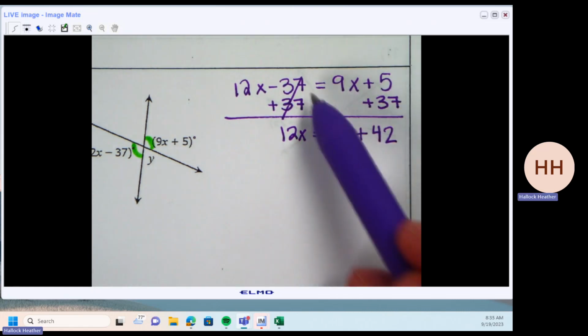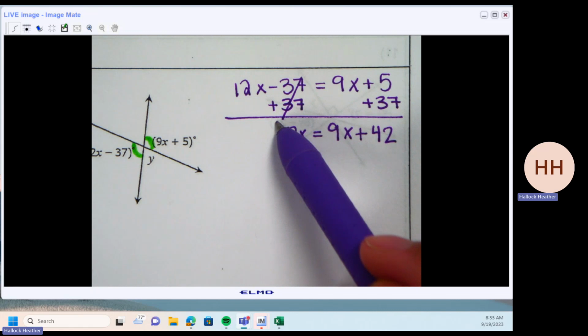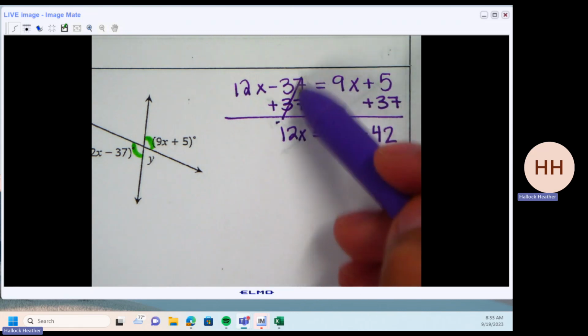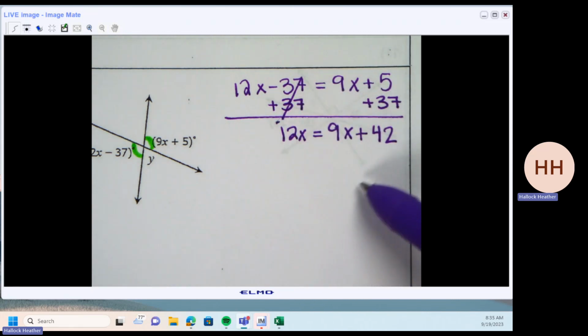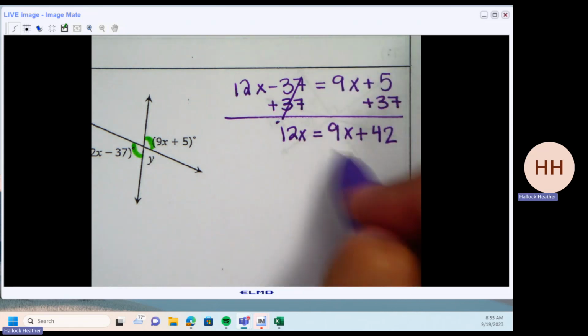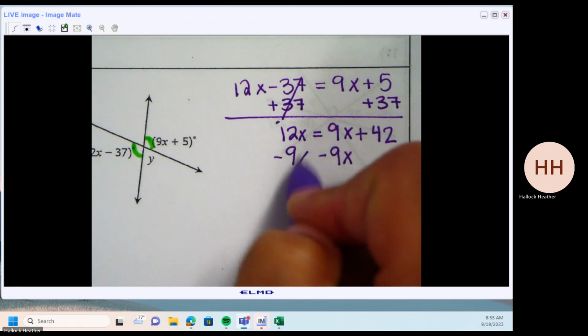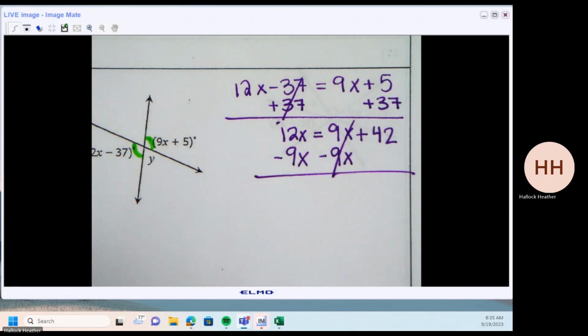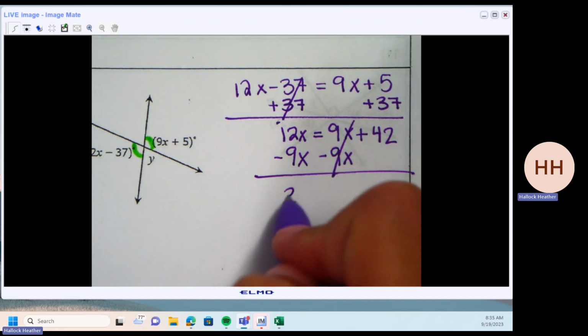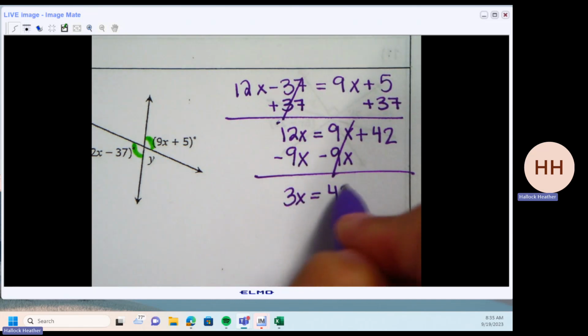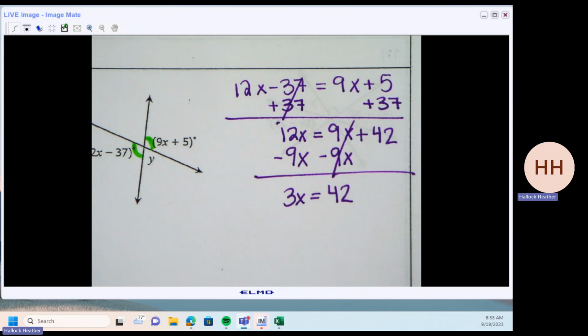And now since I moved something on the left side, there's something that needs to move on the right side. Typically your equations will go back and forth. I moved something over here, so there's something over here that can move across. So am I going to move the 9 or the 42? 9. It's positive, so I'm going to subtract 9x from both sides. 12 minus 9 is 3x equals 42. And then I divide by 3.